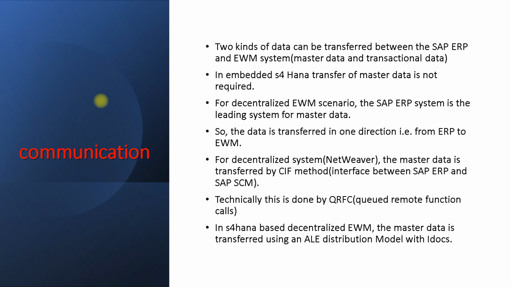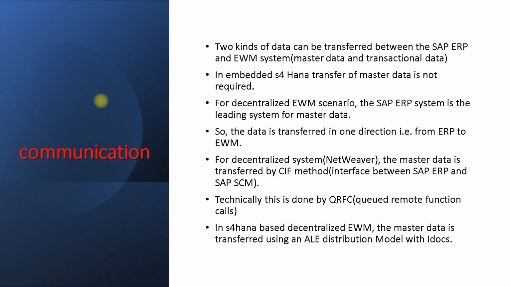Okay, so now let's understand what kind of communication methods or data transfer methods are available in the EWM system. Firstly, two kinds of data can be transferred, or have to be transferred, from the ERP system to the EWM system. Those data are master data and transactional data.